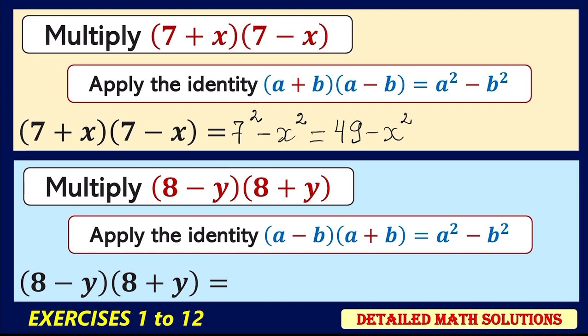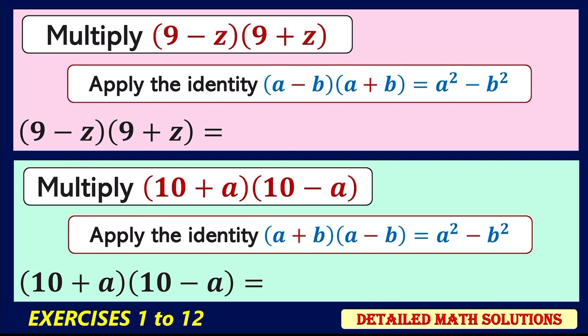Next, I'm going to multiply 8 minus y and 8 plus y. When I apply the identity, I get 8 squared minus y squared, or this equals 64 minus y squared. Next, I have 9 minus z in parentheses multiplied by 9 plus z in parentheses. When I apply the identity, I get 9 squared minus z squared, which equals 81 minus z squared.